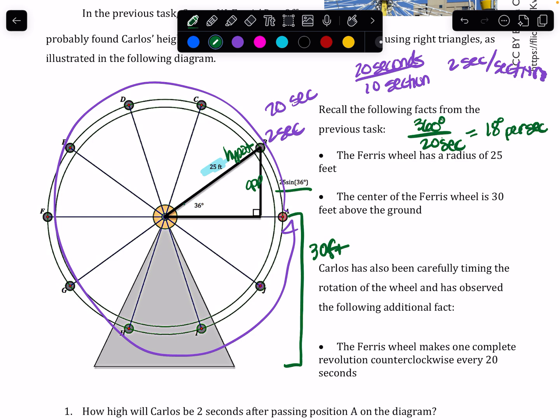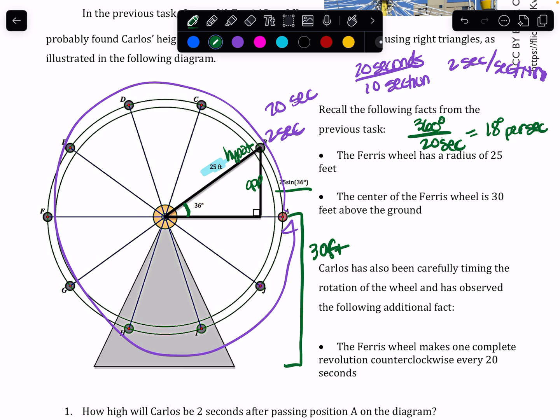The other way is that we know from the day before that since there's 10 sections, that's 360 divided by 10, which gives us 36 degrees. Well, if 36 degrees was for 2 seconds, then 18 degrees would be for 1 second. So you could have solved that in a couple of different ways and looked at it.